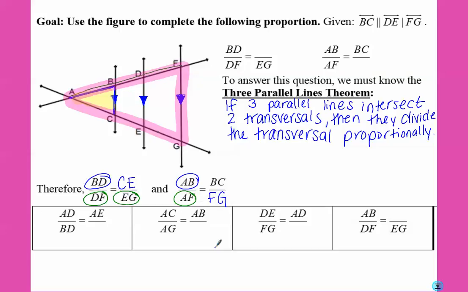I now want you to try the picture and try to fill in these four proportions here. Pause the video to try it and then check back for your answers. How'd you do? Did you get them all right? Let's move on to our next theorem.